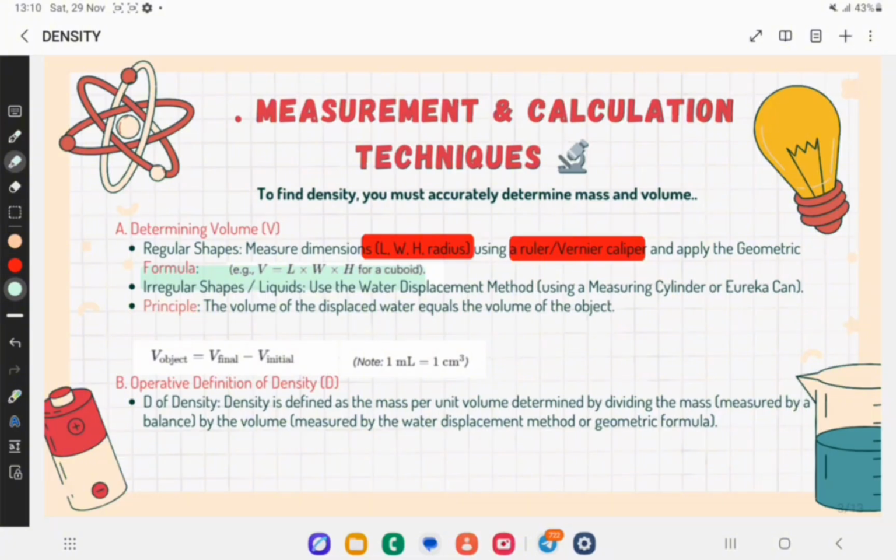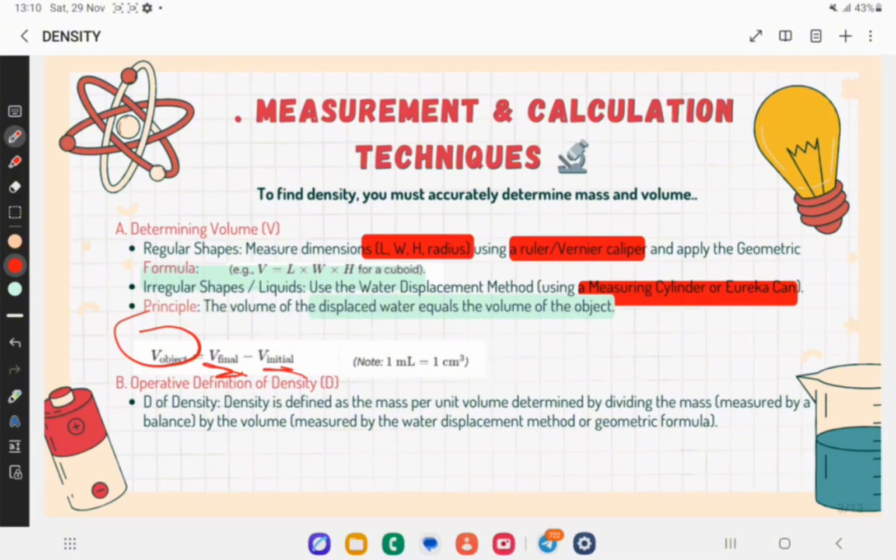For an irregular shape, what happens? We use the water displacement method, using a measuring cylinder or eureka can. The principle we need to memorize is that the volume of displaced water is equal to the volume of the object. You must remember the formula here: final volume minus initial volume. So that's the formula.